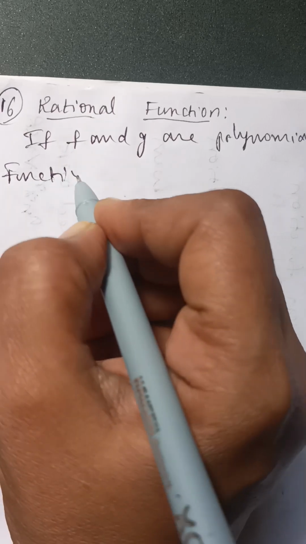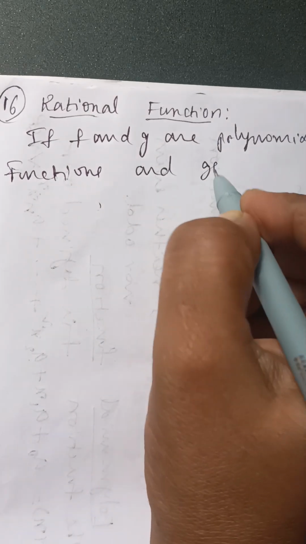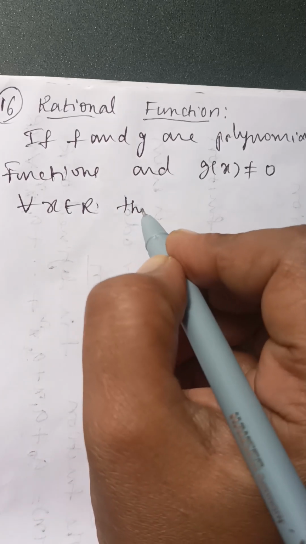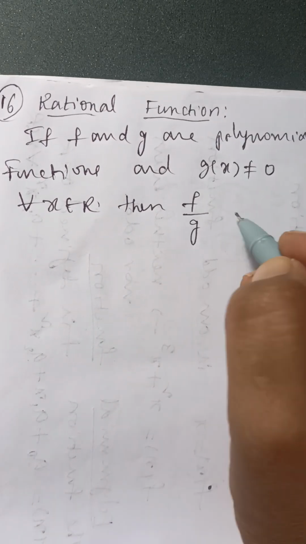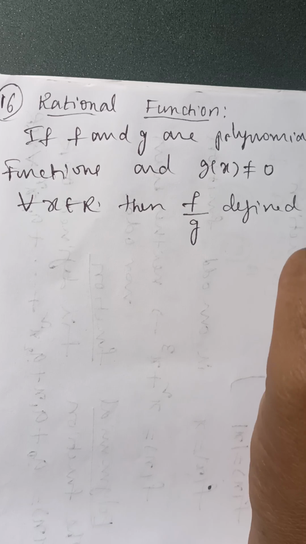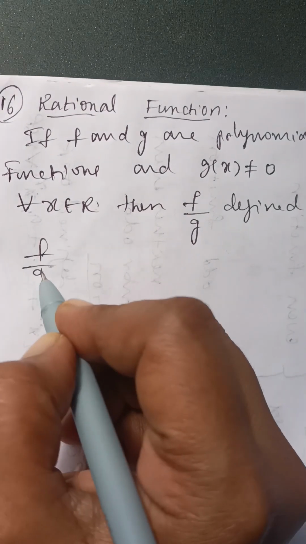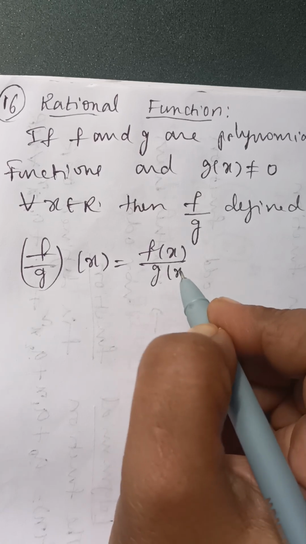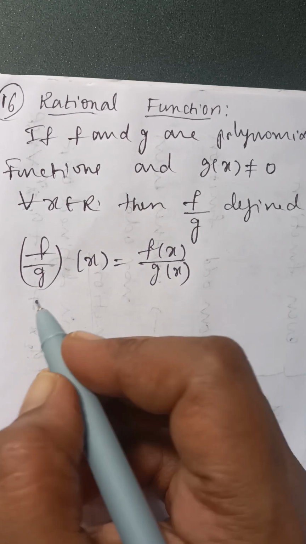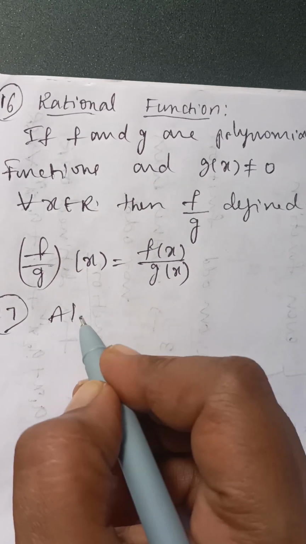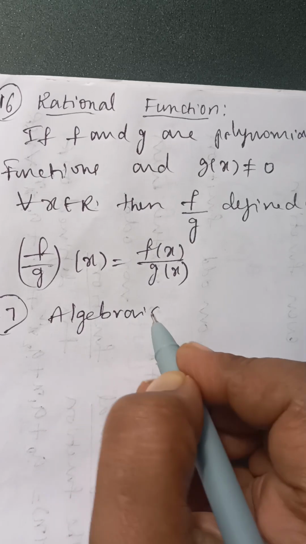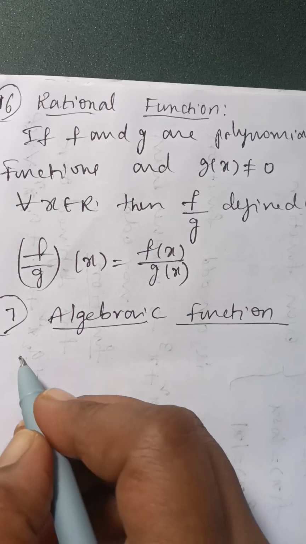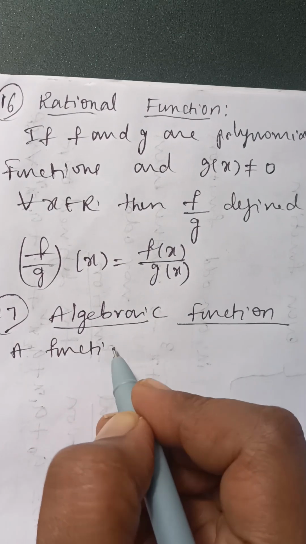Rational function. If f and g are polynomial functions and g of x not equal to 0 for all x belongs to R, then f by g is defined as f by g of x equal to f of x by g of x. This is called a rational function.